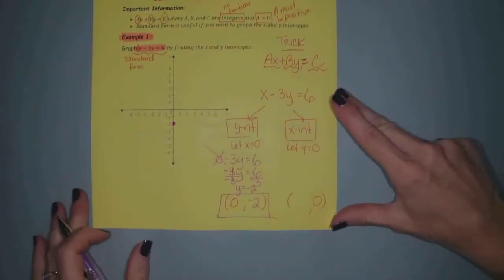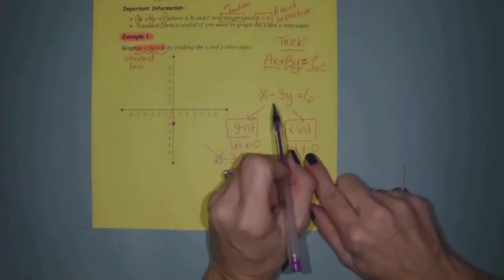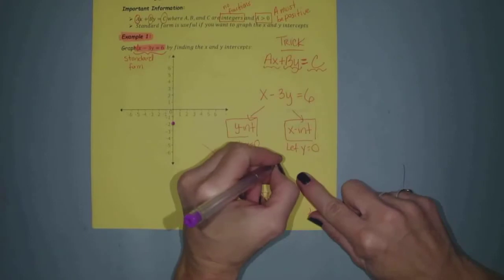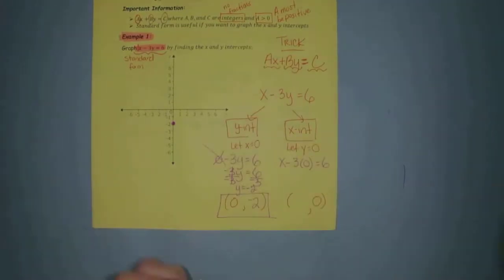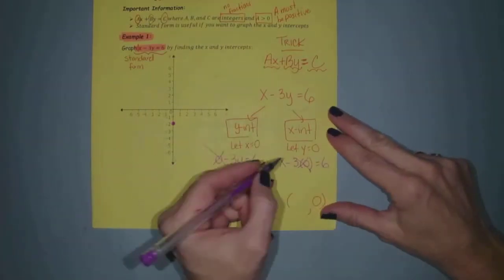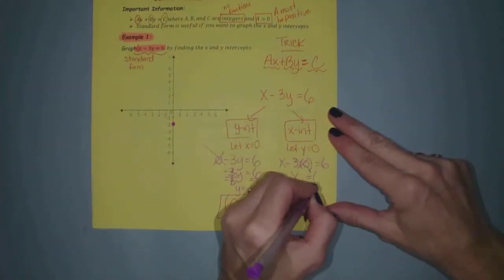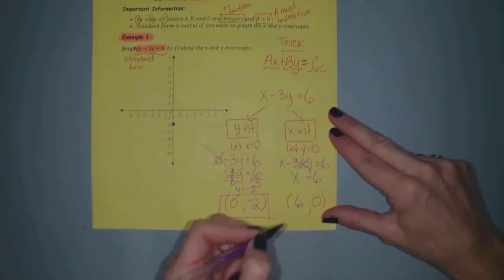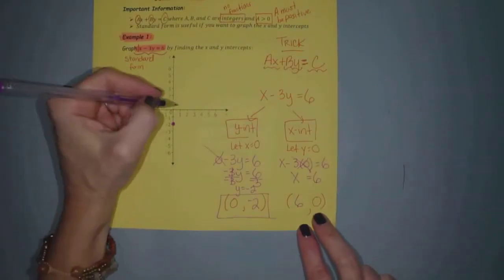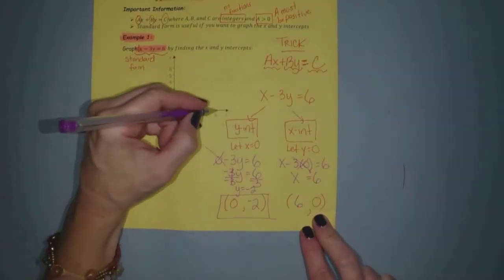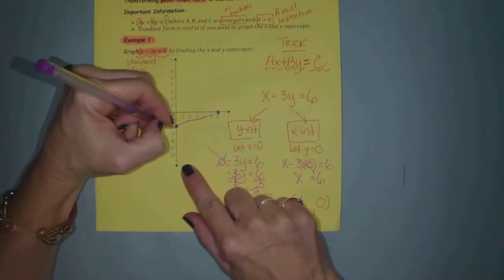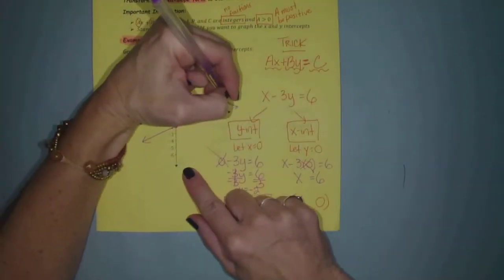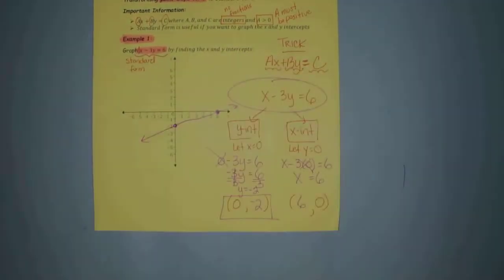Okay, now for the x-intercept. We let the y be 0. Go back to the original equation. X minus 3 times 0 equals 6. And that goes away, so we just are left with x equals 6. So 6, 0. So 1, 2, 3, 4, 5, 6, and 0. So there's a graph of our line by finding the x and y intercepts from standard form.